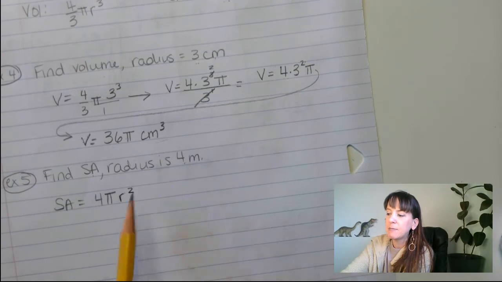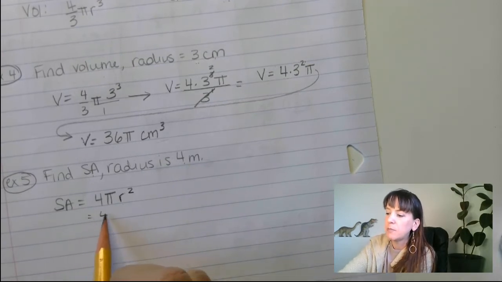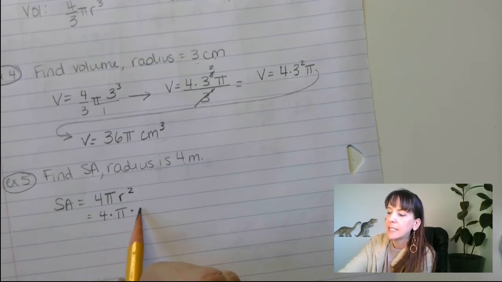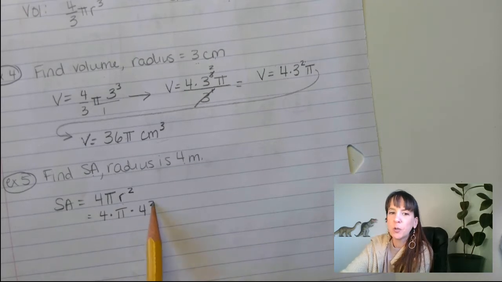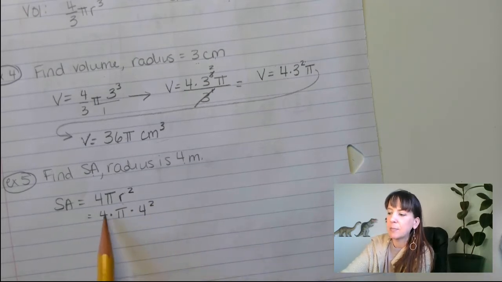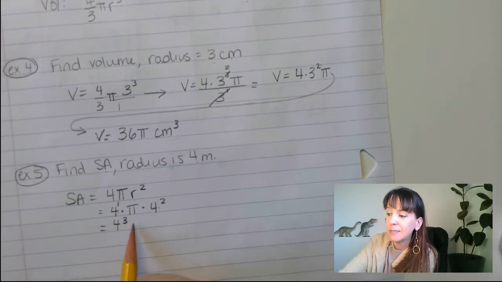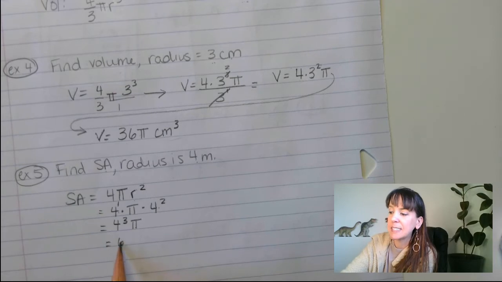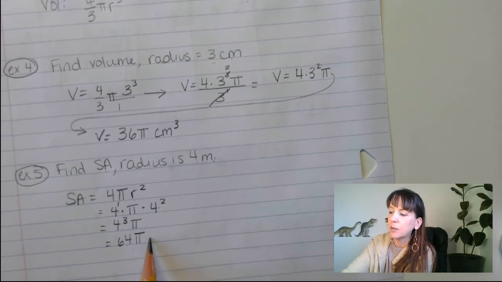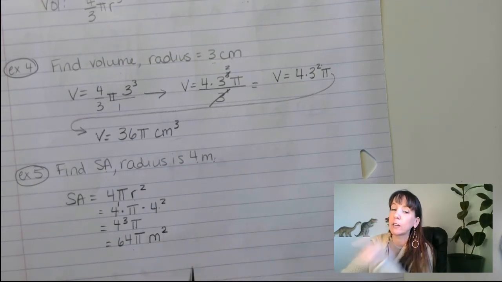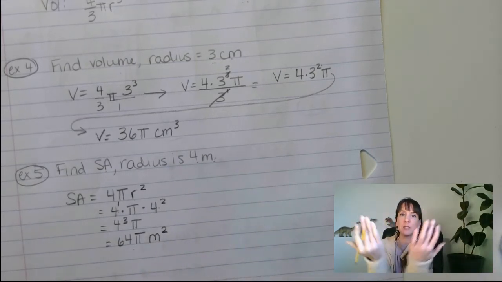Our radius is 4, so it equals 4 times pi times 4 squared. 4 squared, we know, is 16, but there's a 1 here, right? So really, it's 4 to the 1 and 4, that's 4 to the 3rd pi. We know that's 64 pi. Then we come up here, and we're in meters. Meters squared, because it's surface area, so it's the outside of that.